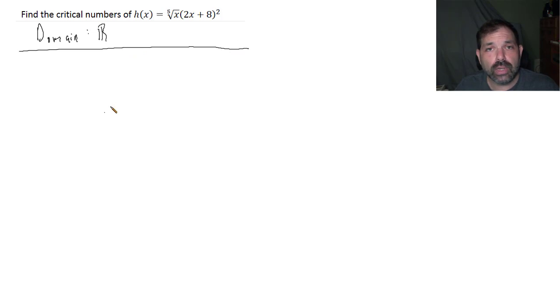Let's calculate the derivative. Let me think of that fifth root of x. Remember, that's x to the 1/5 power times (2x plus 8) squared. So remember to think of it like that when calculating the derivatives. So I'm going to have to use a product rule and a chain rule.